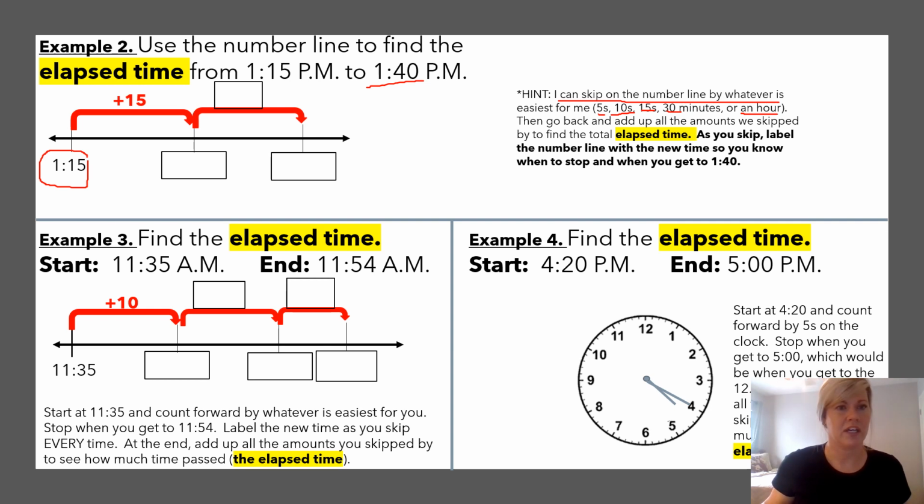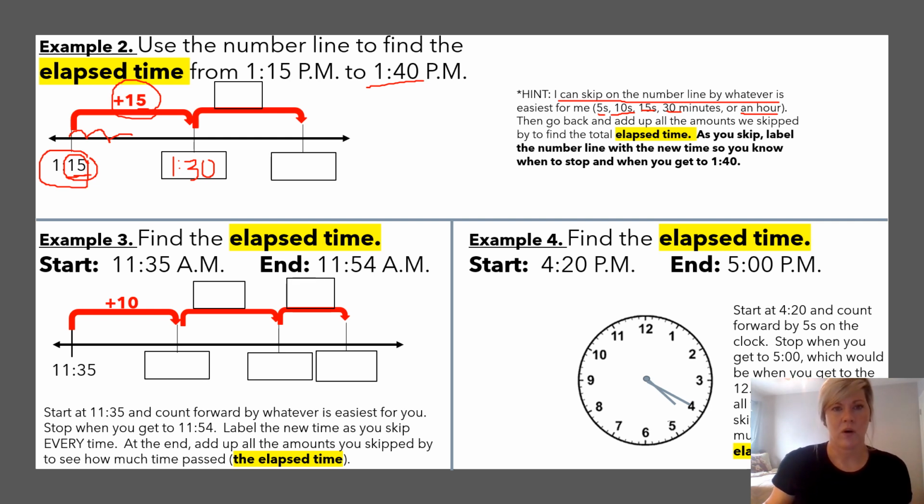So let's look over here. I've already done 15 as our first skip. The reason I like doing 15 when the time is 1:15 is because I know a 15 plus another 15 is going to give me 30. So instead of going 5, 10, 15 and having to add all those up, just skip by one big 15, and that's going to make it a little bit easier. Now your new time would be 1:30 because we skipped by 15. 15 minutes plus another 15 minutes is 30.